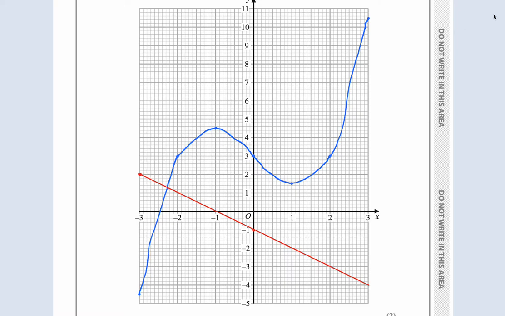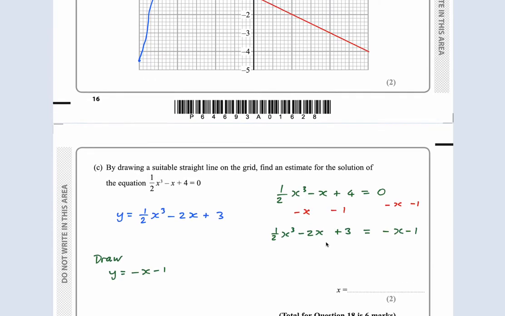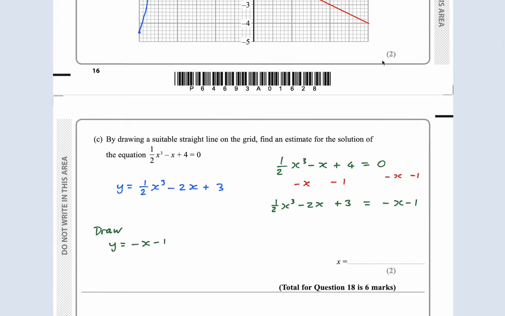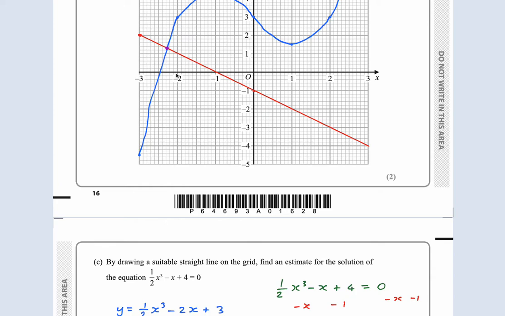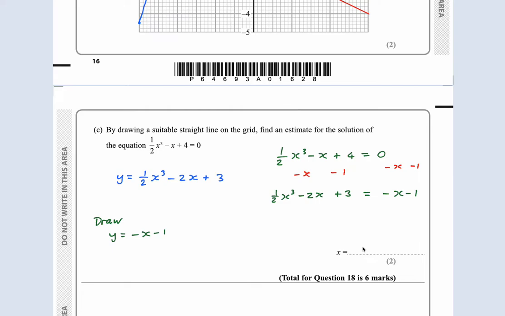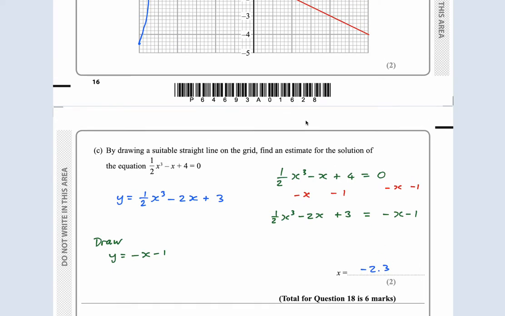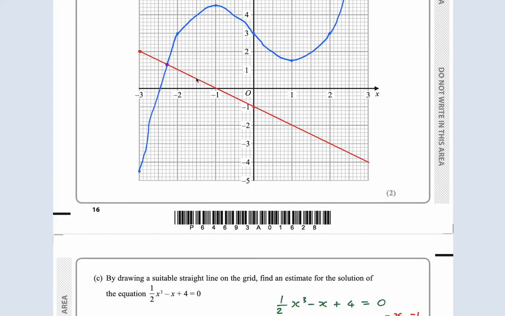And then the solution is where they meet. So they meet, and it's just 1x. They meet when x equals minus 2.3. The mark scheme actually says it'll accept anything from minus 2.3 to minus 2.4. I haven't drawn my graph absolutely perfectly, but that's good enough.